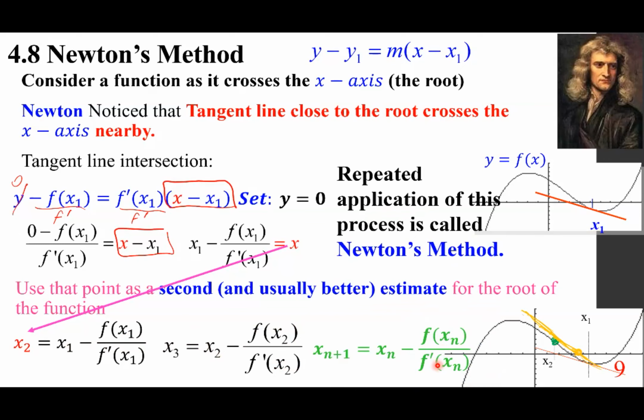In other words, if you want to find the next one, use the previous one minus, evaluate the function at the previous one over f prime at the previous one. That's the meaning of it, everybody. So that was the concept of this Newton's method.